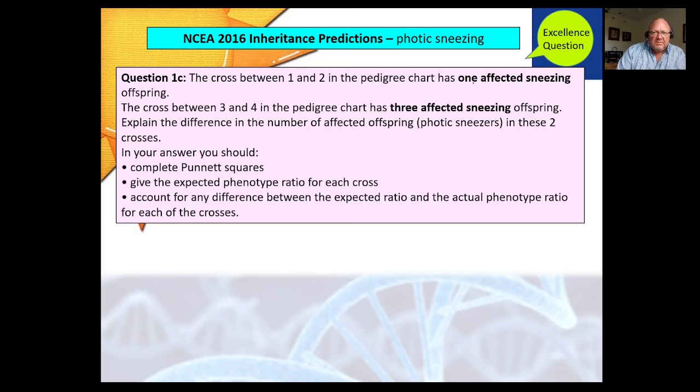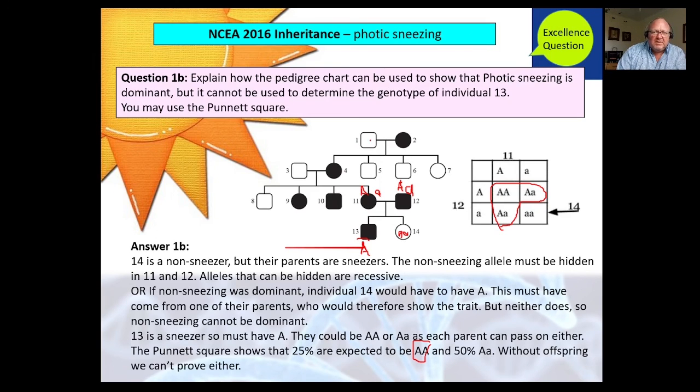The cross between 1 and 2 in the pedigree chart has 1 affected sneezing offspring. The cross between 3 and 4 has 3 affected offspring that are sneezing. Explain the difference in number of the affected photic sneezers in the two crosses. 1 and 2: again, we have a homozygote and a heterozygote. And 3 and 4 is a homozygote recessive and a heterozygote. We know this has to be a heterozygote because from that mom, or from that dad, they could only get a little a. Also, because of this guy over here, we know that 4 has to be a heterozygote.